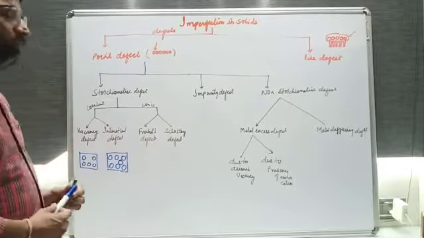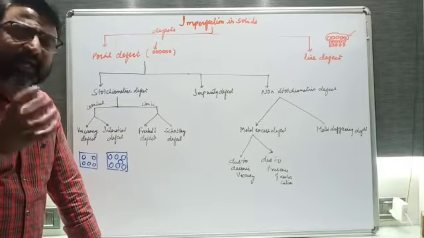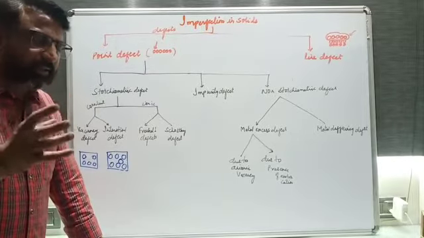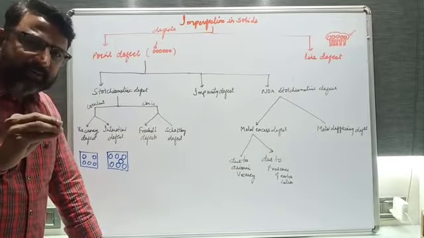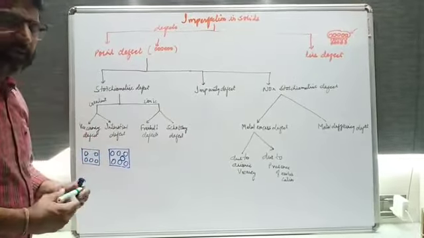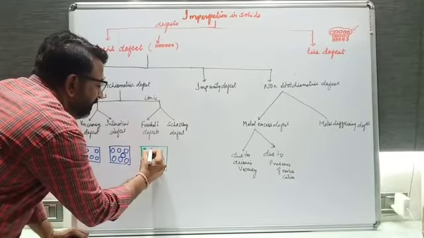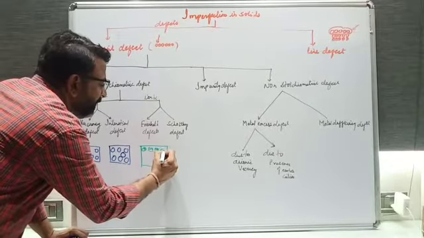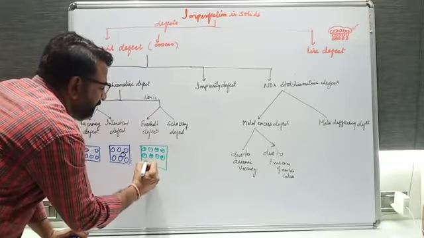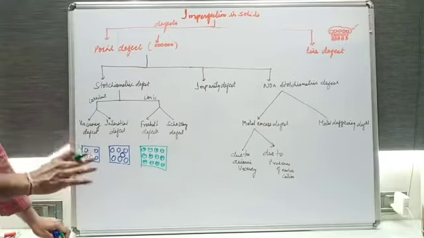In Frenkel's defect, what happens? This defect arises due to the size of the cation and the size of the anion. In the compound, the anion size is bigger and the cation size is smaller. So small size particles can easily move in the unit cell. You can see the arrangement of particles: positive, negative, negative, then positive, negative, positive, negative. Understood this thing? This is the arrangement of the particles.